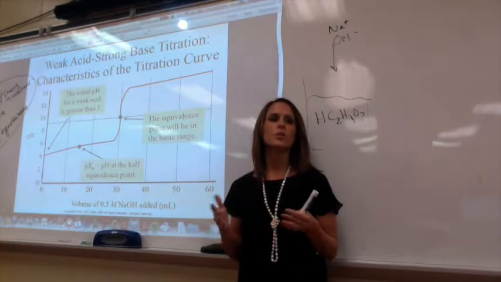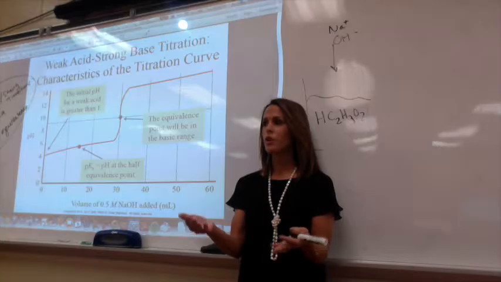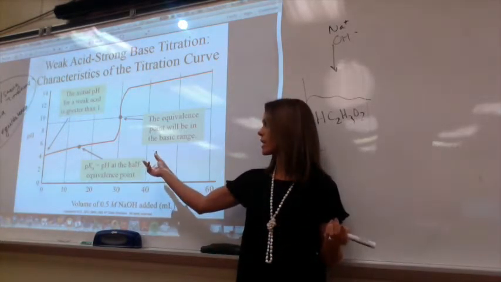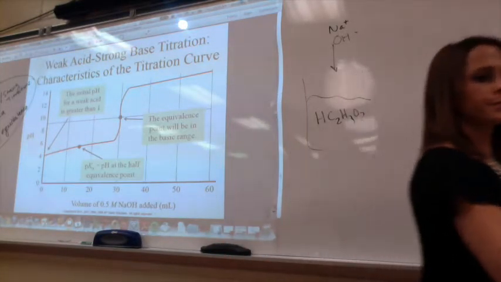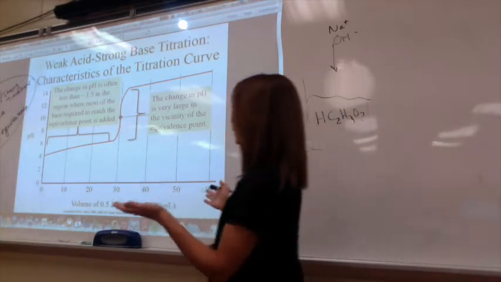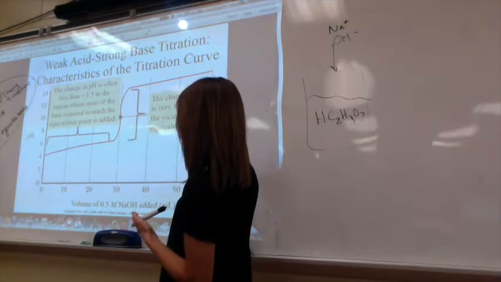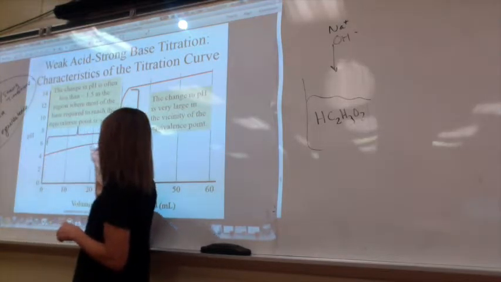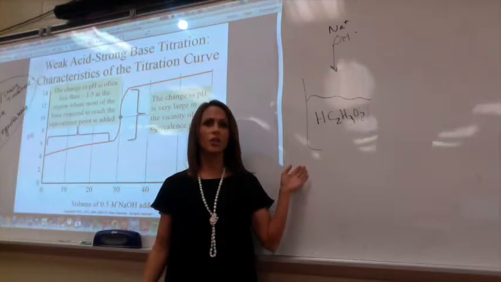So this is really useful because I always give you the Ka value, but you can obtain a Ka value from doing a titration, because once you find the pKa, you can find the Ka, right? It says the change in pH is less than 1.5 in this region, where most of the base required to reach the equivalence point is added, and then the change is very large. This region right here is our buffer region, because I just drew for you out the reaction, right?